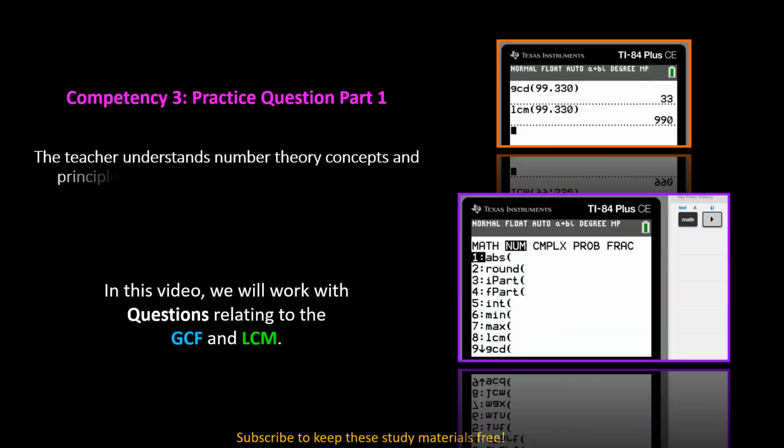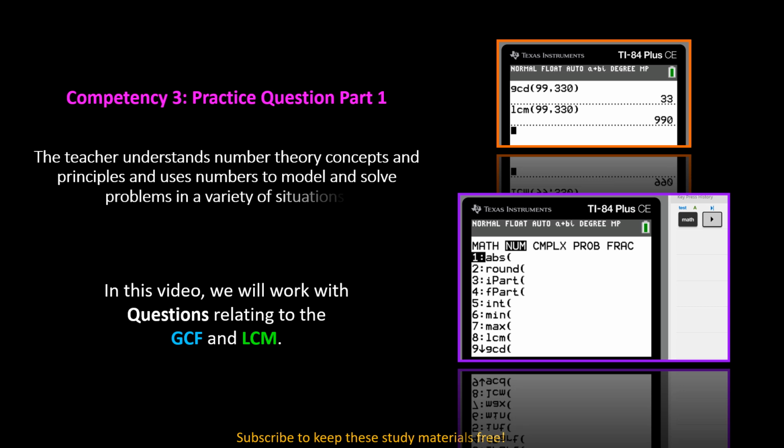Welcome to part 1 of Competency 3 practice. In this competency, the teacher understands number theory concepts and principles and uses numbers to model and solve problems in a variety of solutions. This competency is part of Domain 1, which is 14% of your exam. In this video, we will work with questions relating to greatest common factor, GCF, and LCM, least common multiple.